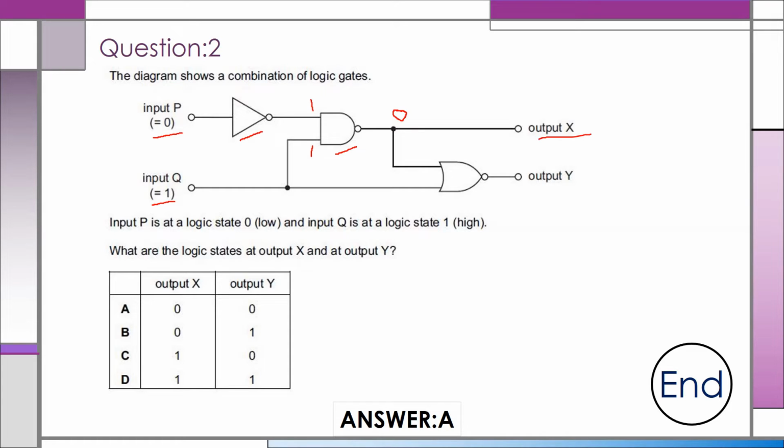So output X is 0, and this is a NOR gate. One input for the NOR gate is 0 and the other input for the NOR gate is 1. So the output of the NOR gate for 1 and 0 inputs is 0. So output X will be 0 and output Y will also be 0. So the answer is A.